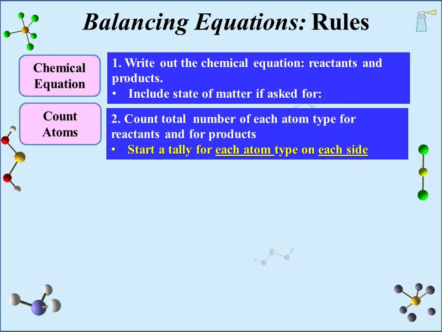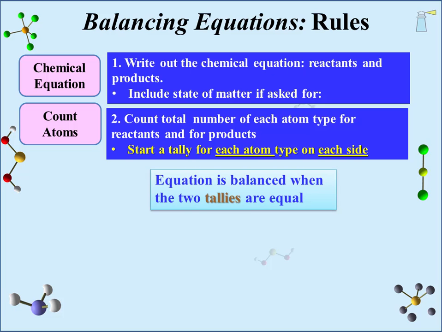2 tallies. Remember, the number of an atom type in a compound in a chemical reaction is gotten by multiplying the subscript of the atom by the coefficient of the compound. Often, a table is used to keep track of the reactant tally and the product tally. The equation is balanced when the 2 tallies are equal.